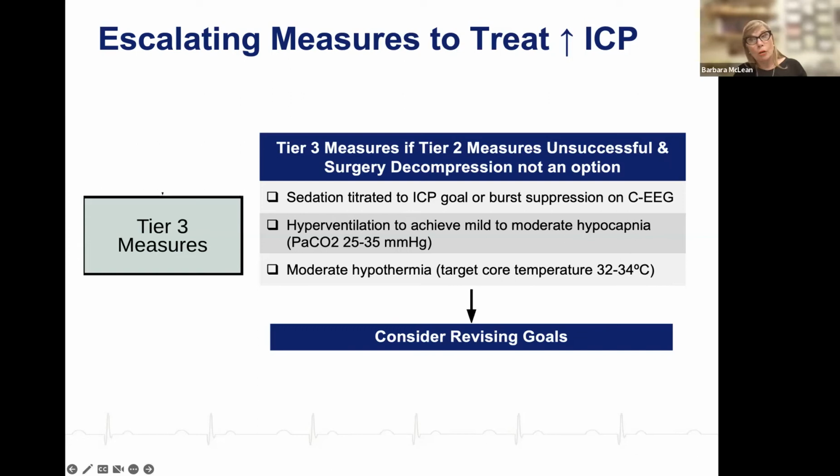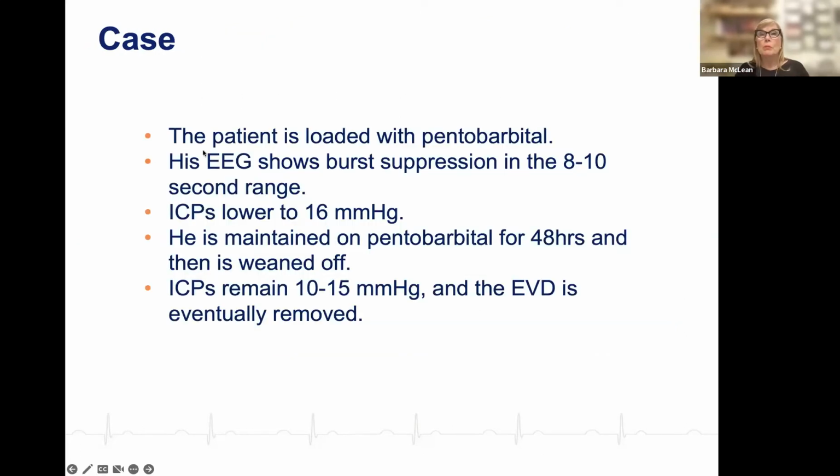We're going to put him in a coma with pentabarb. So a barbiturate coma with phenobarb or pentabarb, we're going to put you in a barbiturate coma. So that's what happens. He gets loaded with pentabarb. His EEG has burst suppressions, the 8 to 10 second range, which is significant decrease in the electrical burst and activity in the cerebral vault.